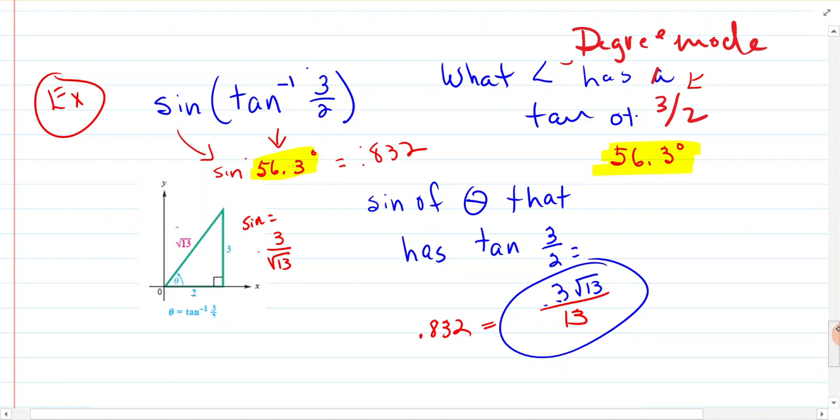All right. So let's go look at our problem set and see what we're going to encounter there.